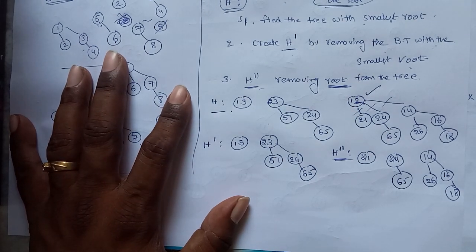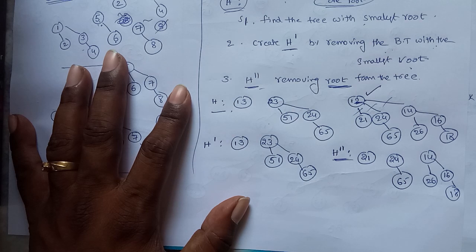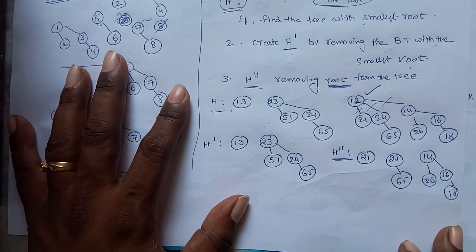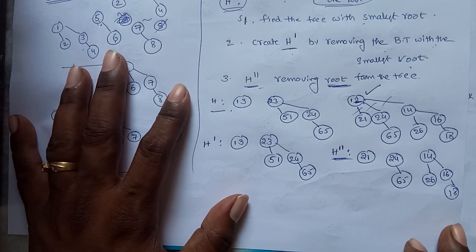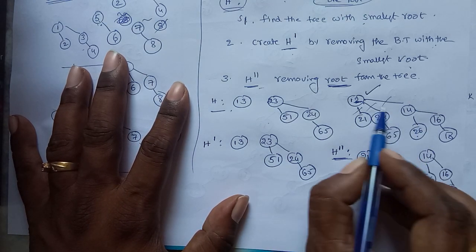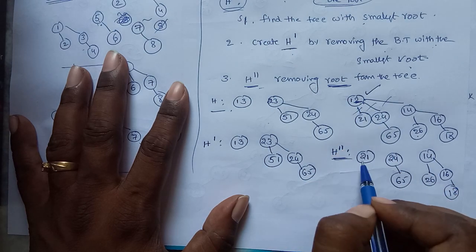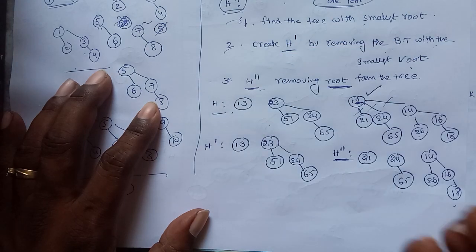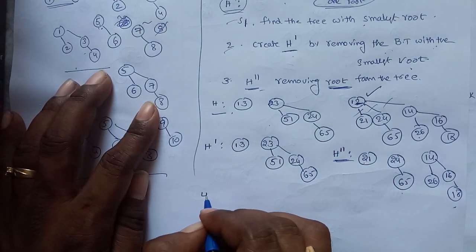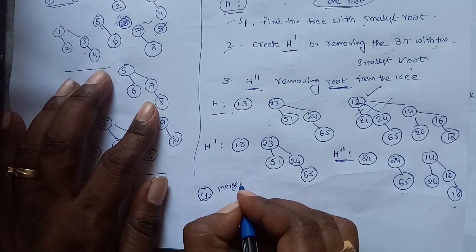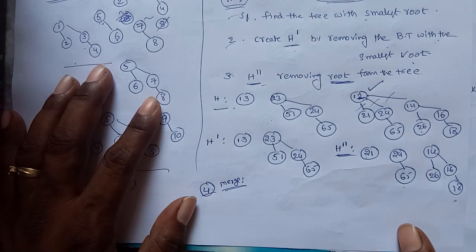Observe, if we are deleting a root node from Bk, then it forms B0 to Bk minus 1 trees. Observe, this is B3. If you are removing the root, it forms B0, B1, B2. Okay, step 1, step 2, step 3 is completed. Now step 4. What is the step 4? Simply perform merge operation. Step 4 is perform merge operation.